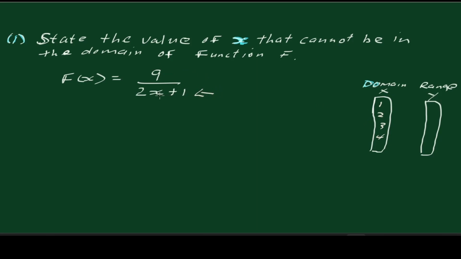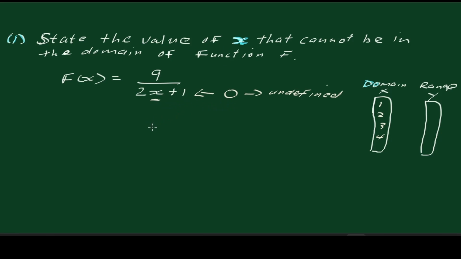Now, we do not want a function in which the denominator works out to be 0. If the denominator works out to be 0, then the function will be undefined. So the function will be undefined if the denominator equals 0. So we do not want x to be such that the denominator works out to be 0. Right, so this is what the question is asking.